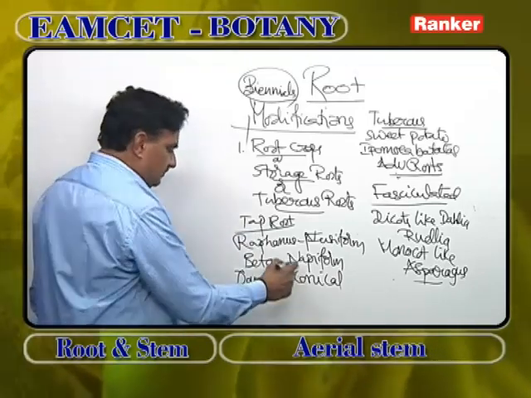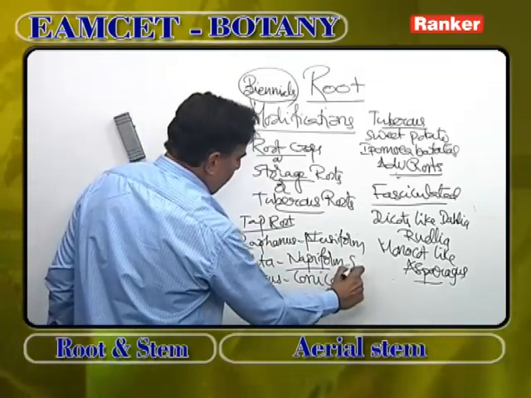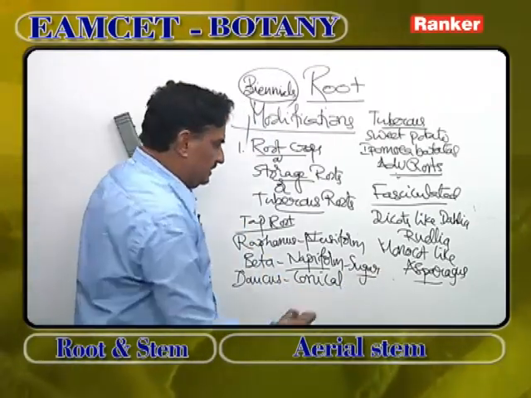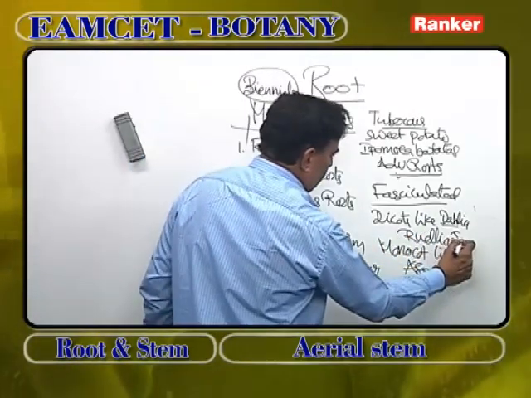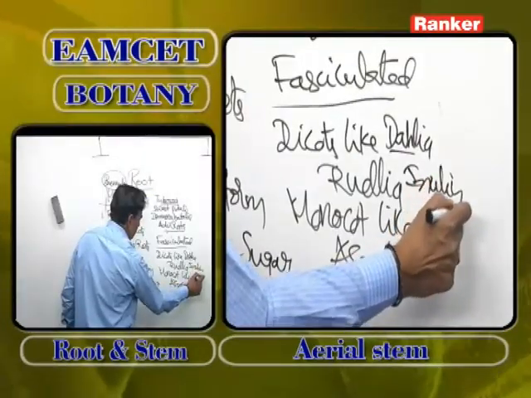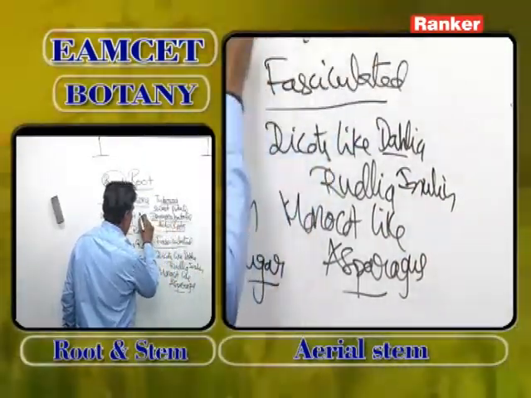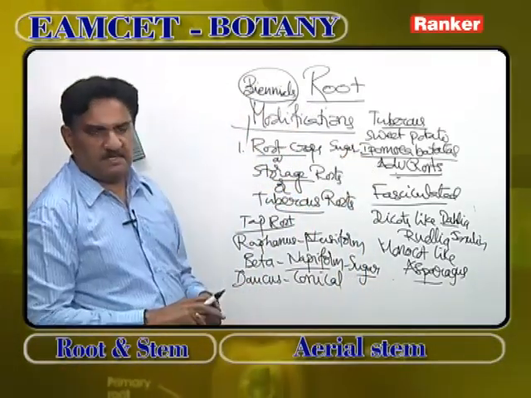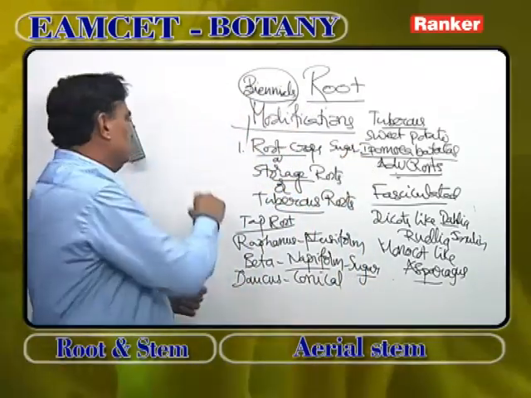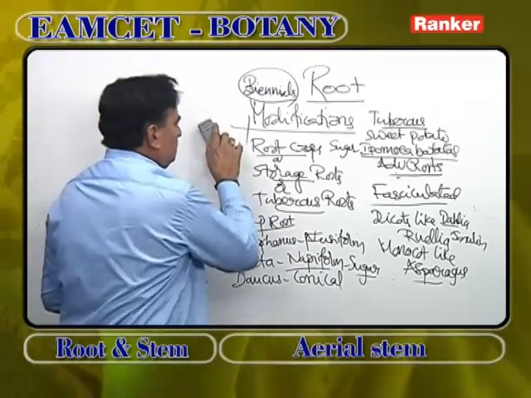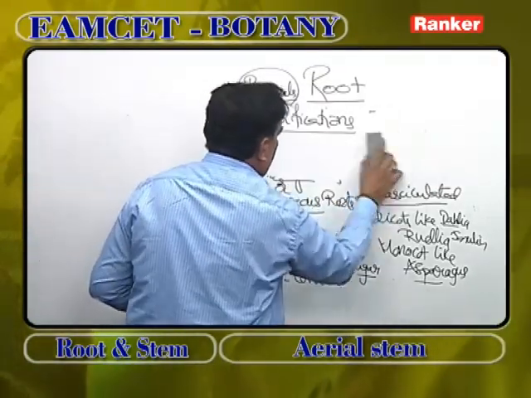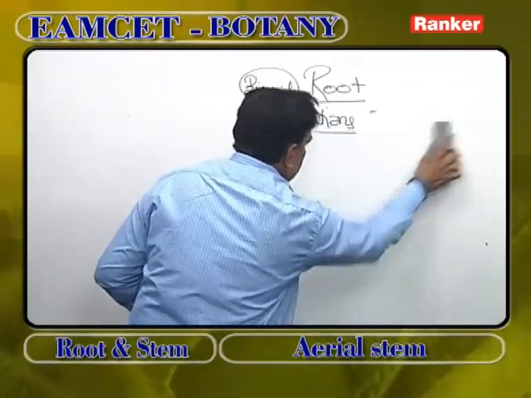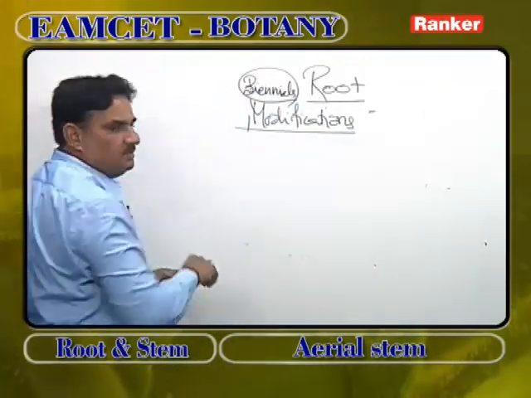Coming to the reserve food material, in Beta vulgaris, the reserve food material is sugar. In the case of dahlia, the reserve food material is inulin. In the case of Ipomoea batatas, it is again sugar. So root crops always store carbohydrates or sugars, and they are very important economically and commercially. That is about root crops.